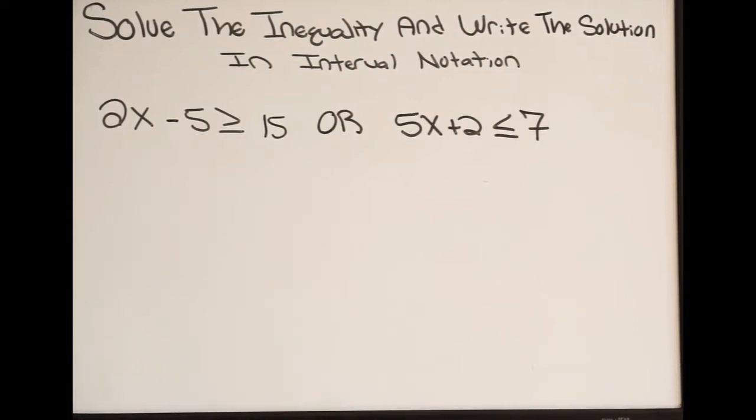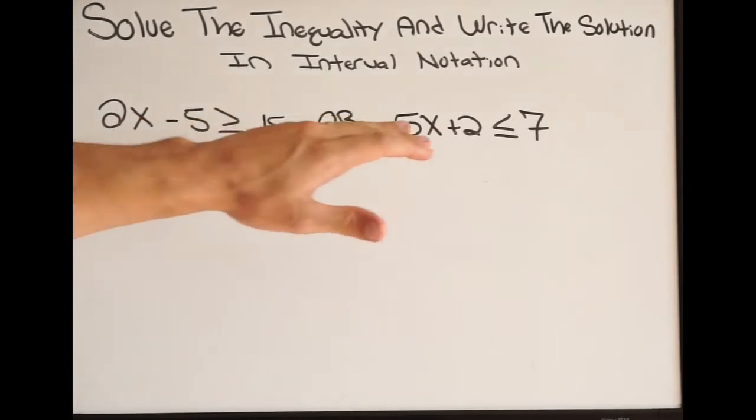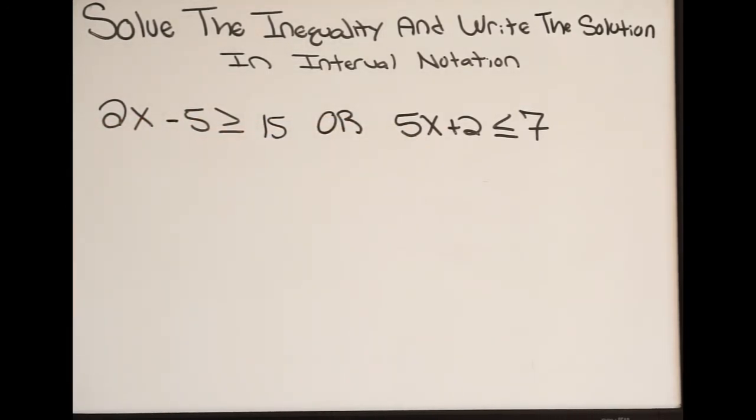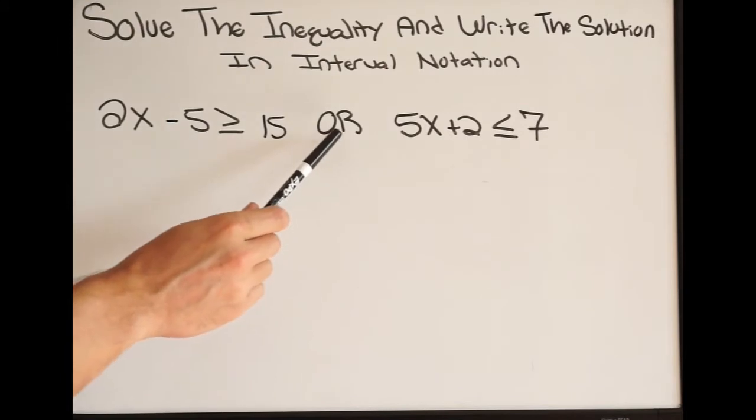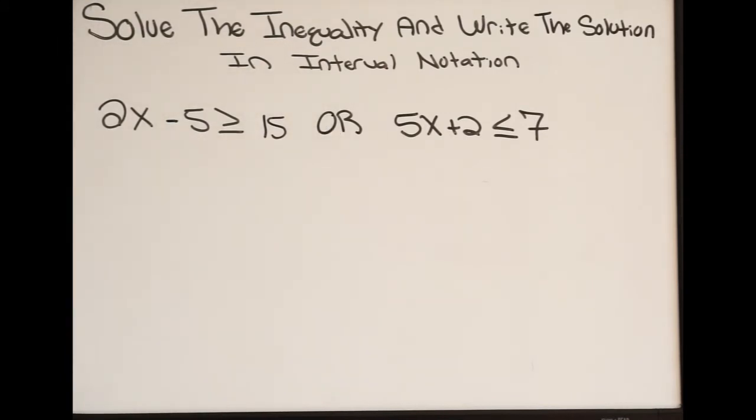Okay, so in this example, we're being asked to solve the inequality and write the solution in interval notation. In this particular problem, we need to solve both of our inequalities, graph it on a number line, and then we'll talk about how to write it in interval notation. Notice here that we are dealing with a disjunction, meaning we're using the word or. So let's just solve both of these inequalities.